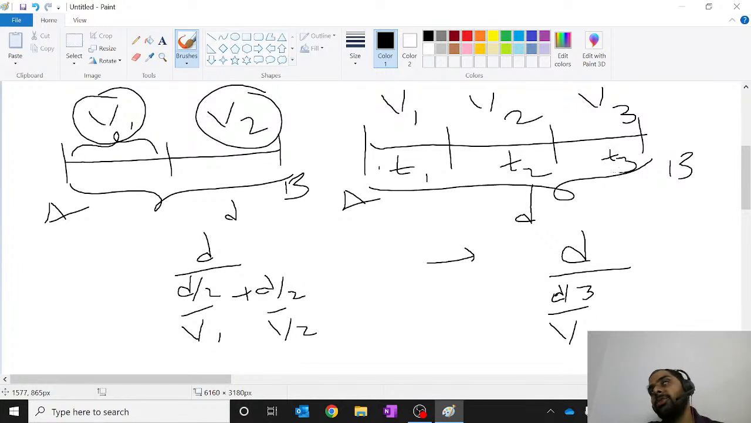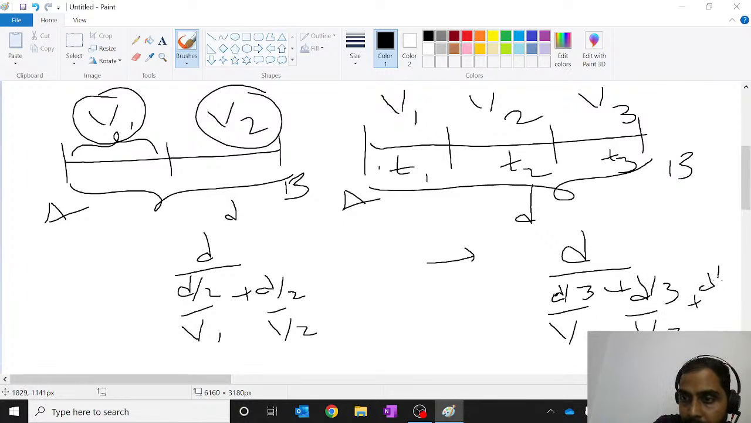But what is T1? D by 3 by V1. Plus D by 3 by V2, plus D by 3 by V3. As simple as that. Total distance by total time.